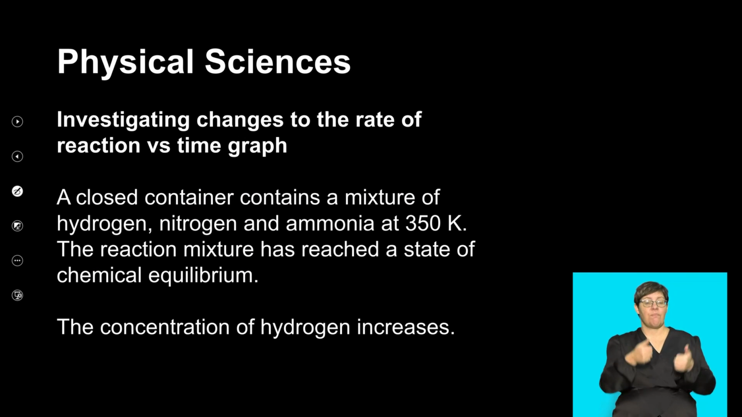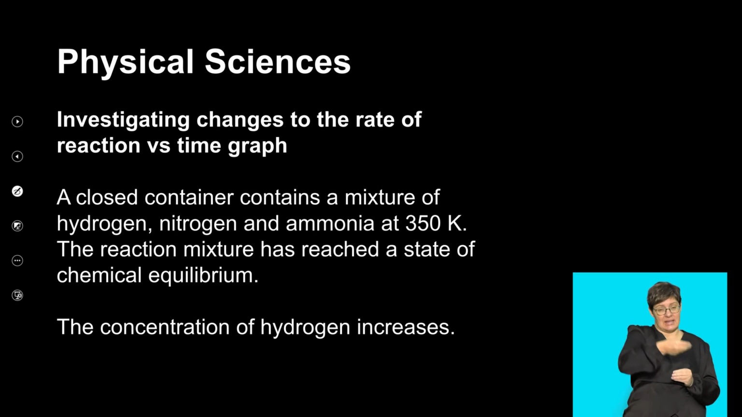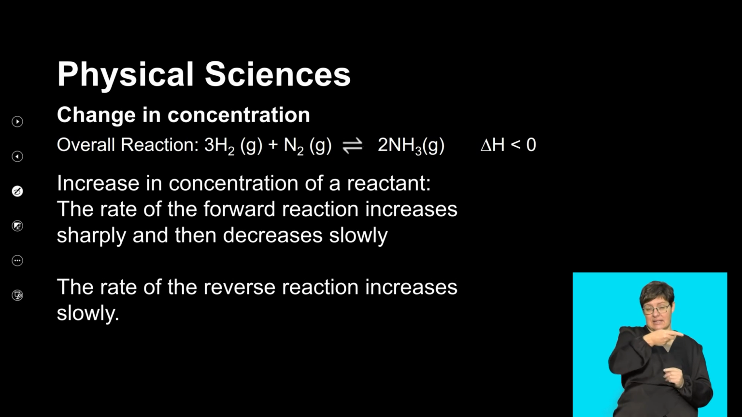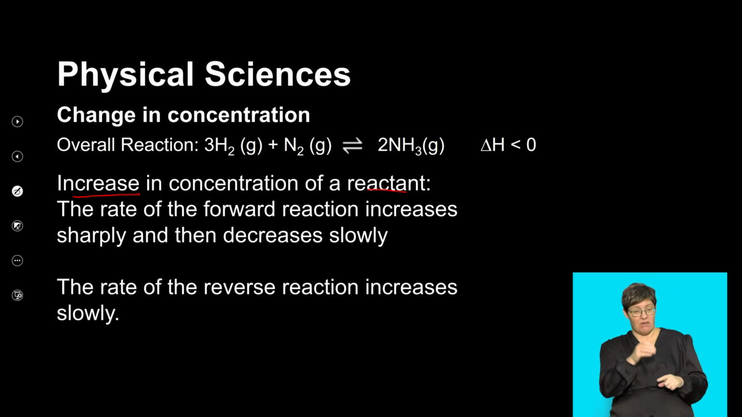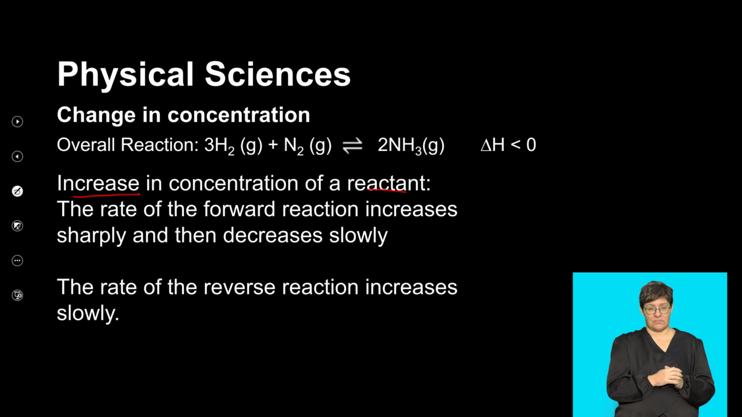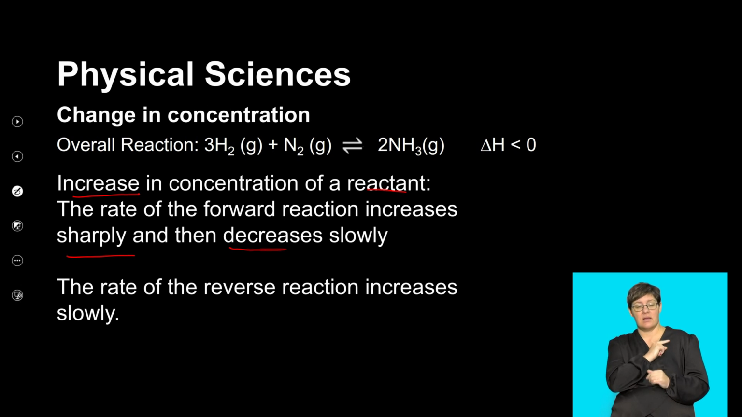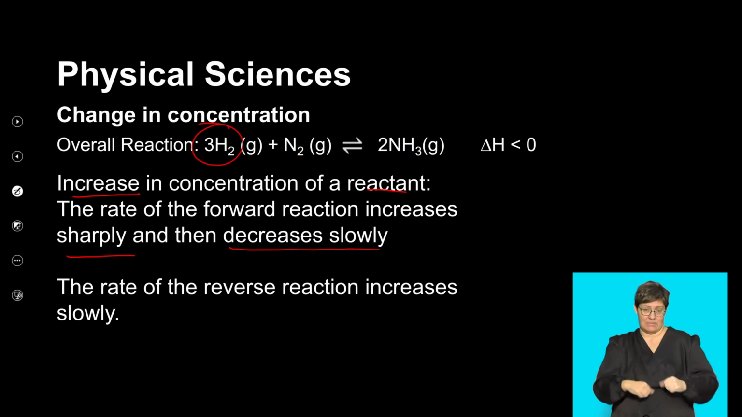The next one that we're going to look at is an increase in the hydrogen concentration. When we look at an increase in the hydrogen concentration, it is an increase of a reactant. The rate of the forward reaction increases sharply, and then it will start to decrease. There is now a lot more hydrogen in the system. What will happen to the rate of the reverse reaction? It will increase slowly.